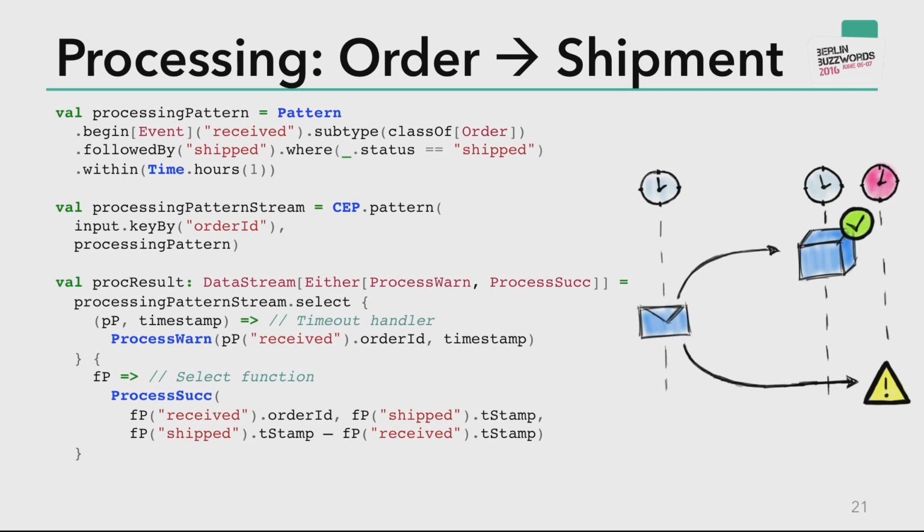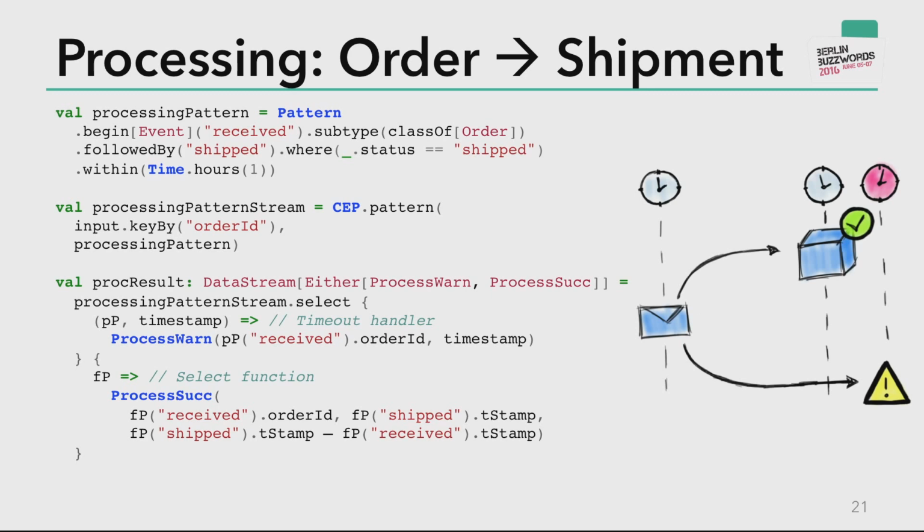So here, as a user, one defines 2 functions. The first function is the timeout handler, which is called for every partial match which has not been completed in the given time interval of 1 hour in this case. And since we wanted to generate the process warning in this case, we simply return a process warn event as the result of this timeout handler.